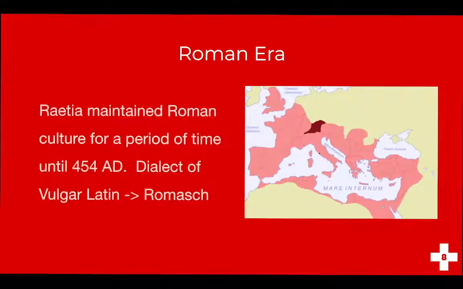And there are still some vestiges left of that Roman era. There was the Raetia region, the area that was controlled by the Thracians rather than the Helvetii. They actually maintained Roman culture for a period of time longer than the Helvetii region, almost until 452 AD. And the dialect of Vulgar Latin actually turned into what's today Romansh. It's the fourth national language of Switzerland: German, French, Italian, and this tiny one called Romansh. So that's a little bit of the origins of the Romansh language, a vestige of the Roman era in Switzerland.